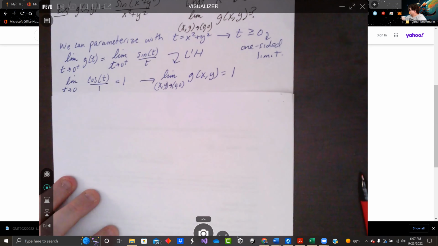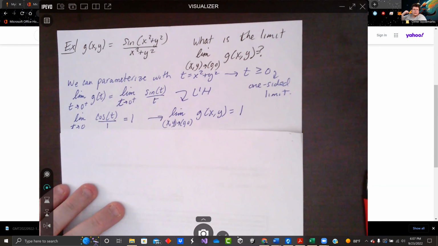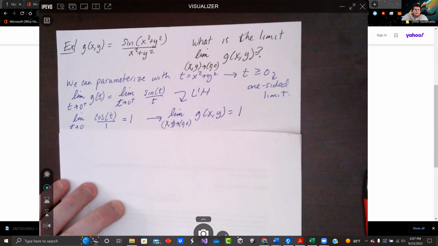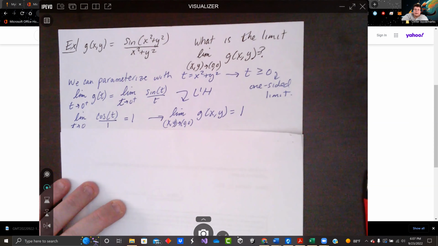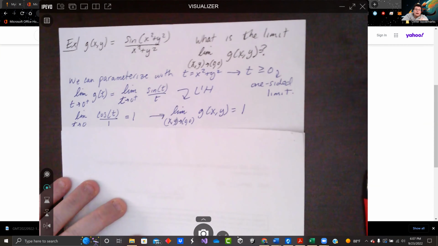Let's take a look at another example. We're going to have g of x,y equal to sine of x squared plus y squared, over x squared plus y squared. We want to take the limit of it as it goes to the origin. And we know the bottom equals 0, but the top equals 0 too. So an easy way to do this is we can parameterize. We can make x squared plus y squared equal t.